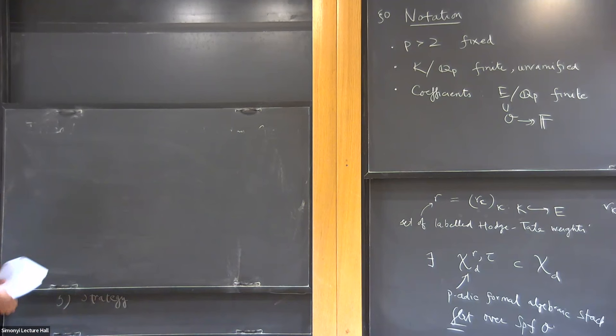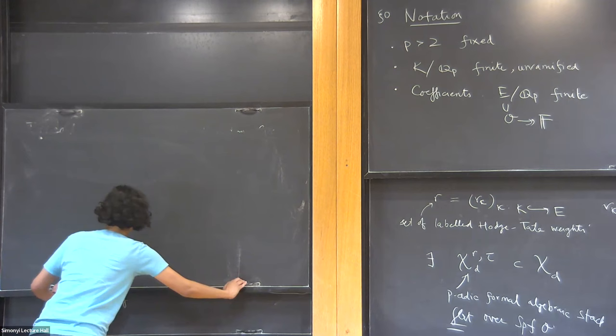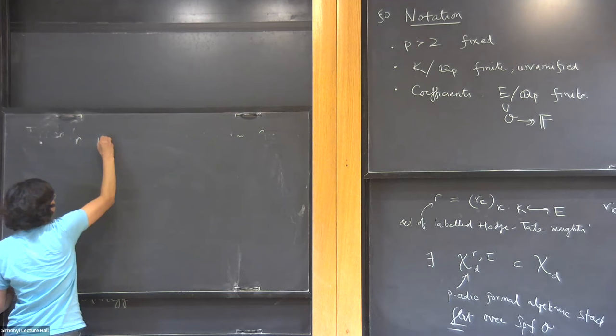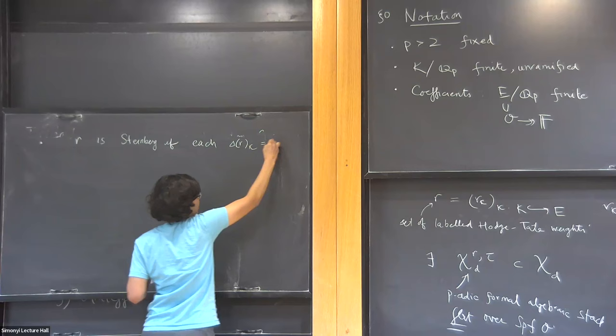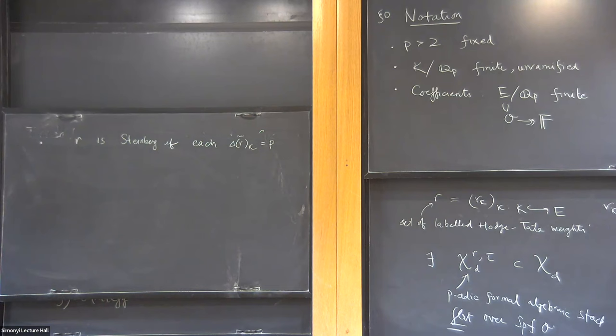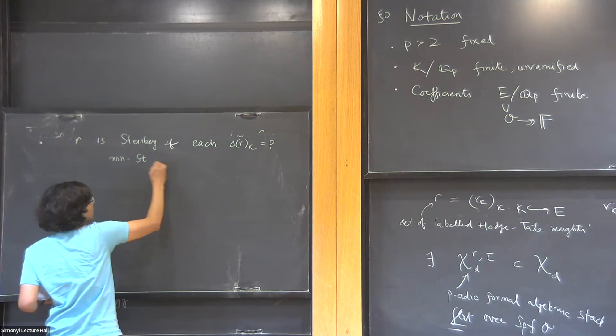Another term I'll speak of, but maybe I won't speak of it too much. So we'll say that R is Steinberg if each delta R kappa is P. So this is the extreme case in the maximal difference situation. So all of the Hodge-Tate weight differences are P. And the non-Steinberg case is if some difference is less than P.